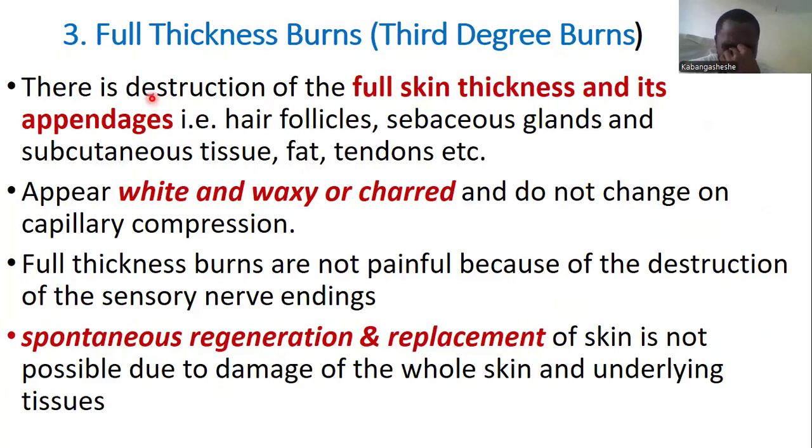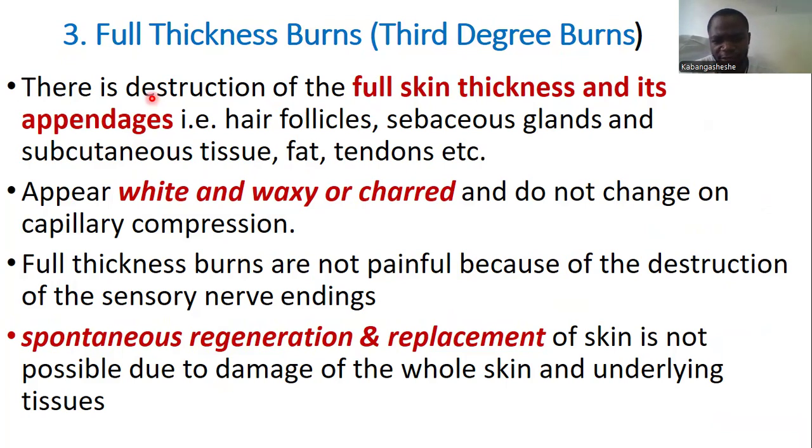Next, we have full thickness, or what we can call third degree burns. Now, third degree burns involve all the three layers of the skin: epidermis, dermis, and the hypodermis. So that's why it's called full thickness. Those three layers are involved. In addition to that, the skin appendages are also affected. Structures like hair follicles, sebaceous glands, sweat glands, nerve endings are also damaged.